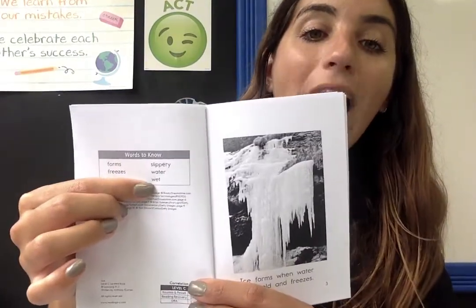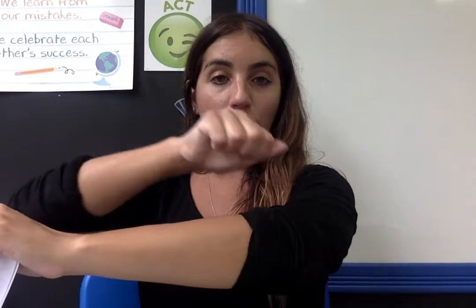The next word is water. We know that word, agua. That is a noun, okay? And the next word is wet, okay? Wet. So we could say the wet shirt, okay? If I put water on my shirt it would be wet, molhado, okay? All right, moving on, we're going to read our book.